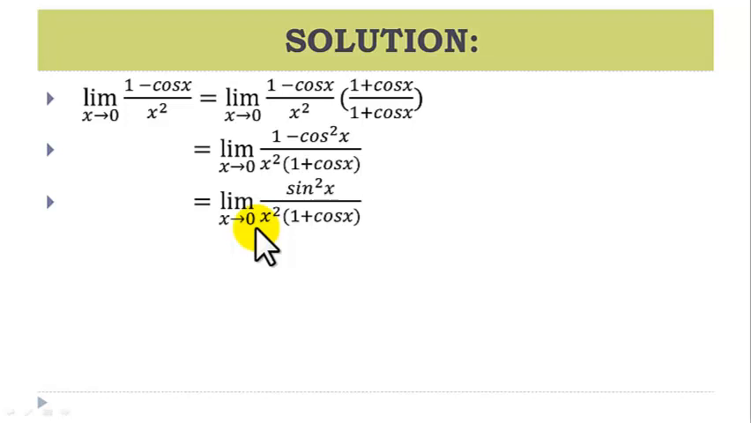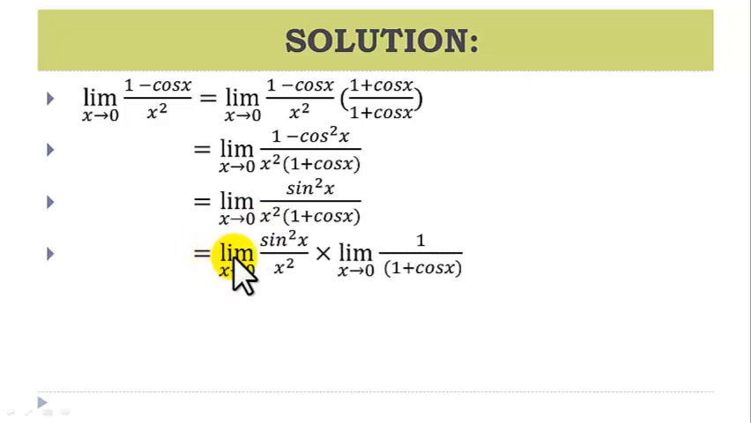Now, by the product law of limit, we have the limit of sin squared x over x squared as x tends to 0 times the limit of 1 all over (1 plus cos x) as x tends to 0. The limit of 1 all over (1 plus cos x) as x tends to 0 is half, since cos 0 is equal to 1. So this will then give us half times the limit of (sin x all over x) all squared as x tends to 0.